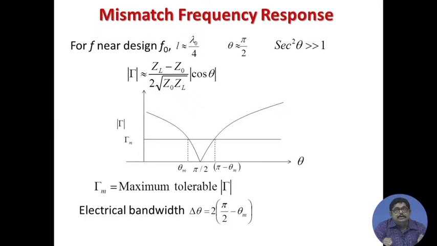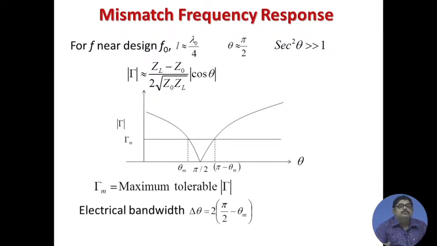Now, again as I said, you can fix what is the maximum tolerable reflection coefficient magnitude, let us call that gamma m. If you put a horizontal line from that gamma m, you see it cuts the frequency response at 2 points. So, roughly if you stay within that theta zone, then your transformer is within the acceptable zone, so your impedance matching is okay.